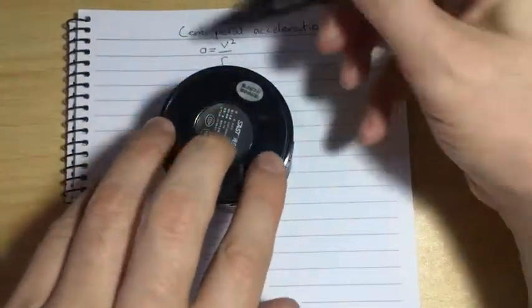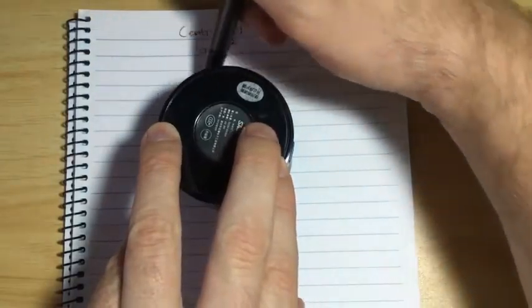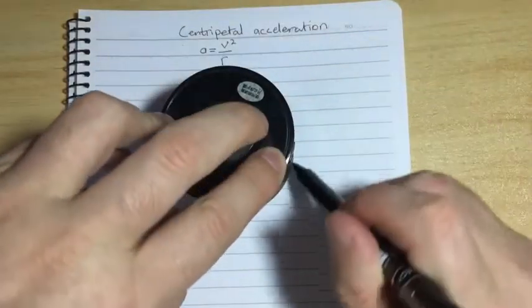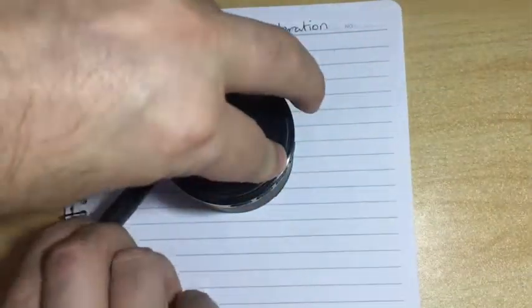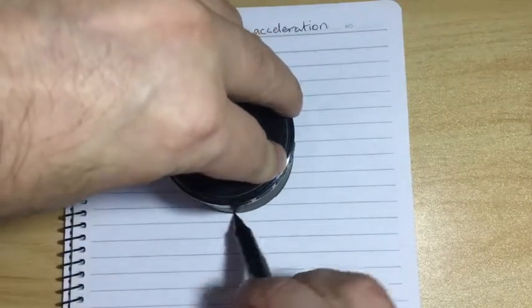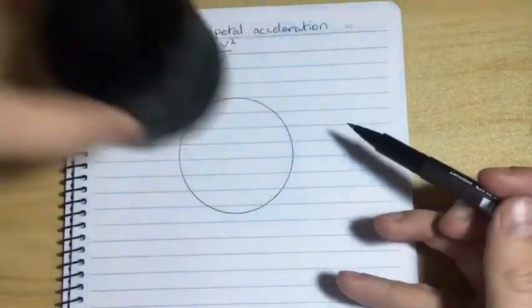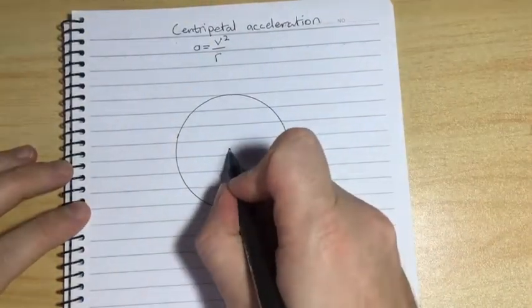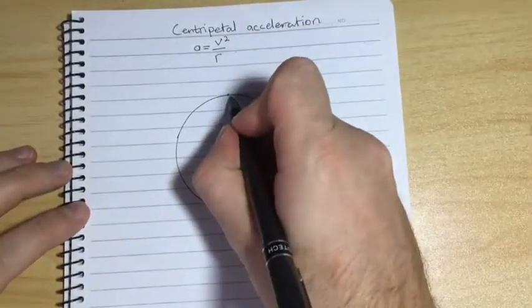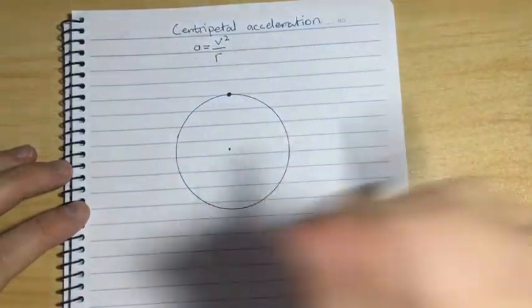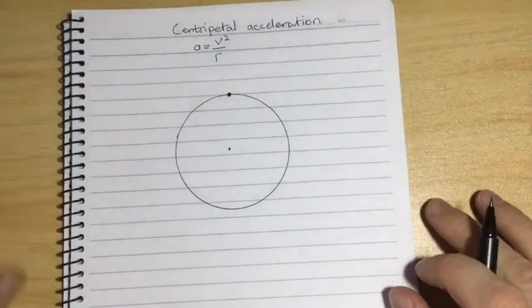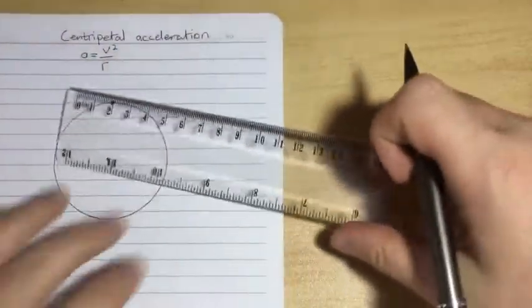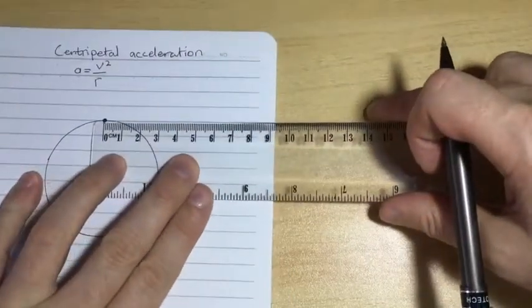I don't have a compass to hand, so I'm just going to use my Bluetooth speaker to draw around. It's not going to be very accurate, but we don't need it to be because we're not doing any calculations with this. Where is the center? It's approximately here, and we've got an object, maybe a ball, moving around the outside of a circle that we've swung, and it's got a velocity of v.